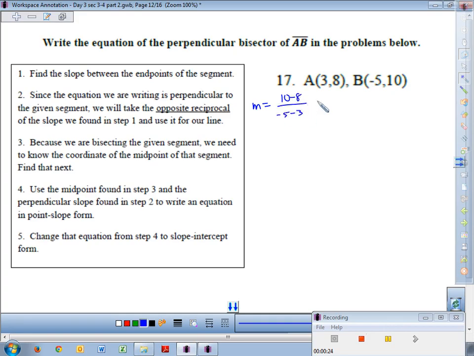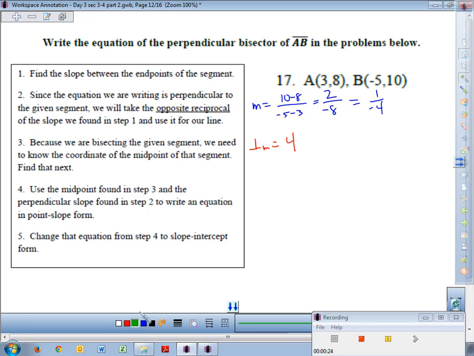Guys, it's important that we take our time and not make a sign error. Because if you get this wrong, you're going to get everything wrong. If you don't have the right slope, the whole problem is just going to be a waste of time, almost. So here's the slope. We really care about the perpendicular slope, which is the opposite reciprocal of that, which is 4 over 1, which we'll just write as 4.